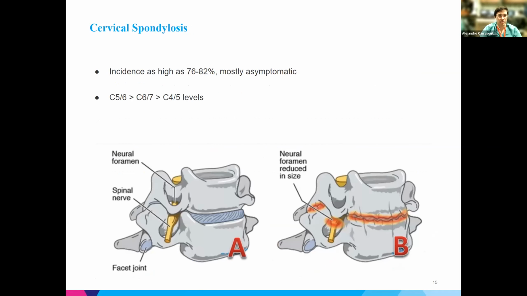So to talk a little bit about what we're treating here. Cervical spondylosis is a very common condition. Chi, how might you describe cervical spondylosis just generally?